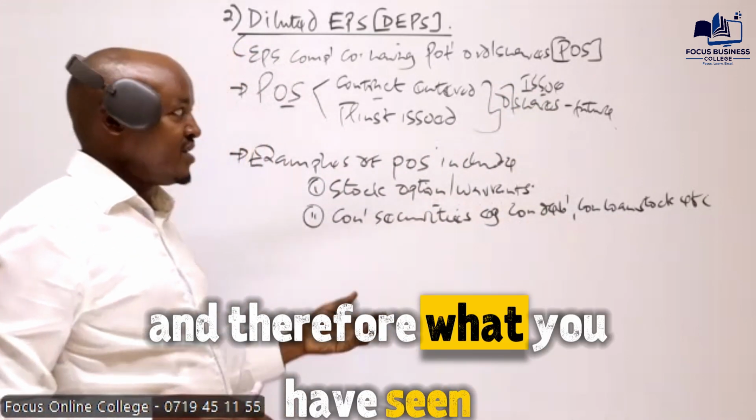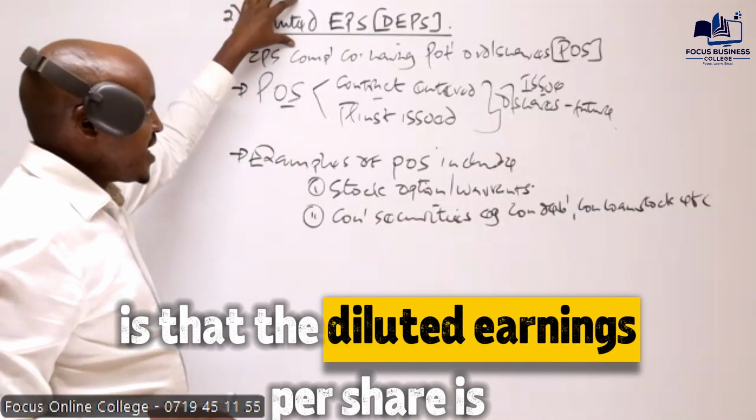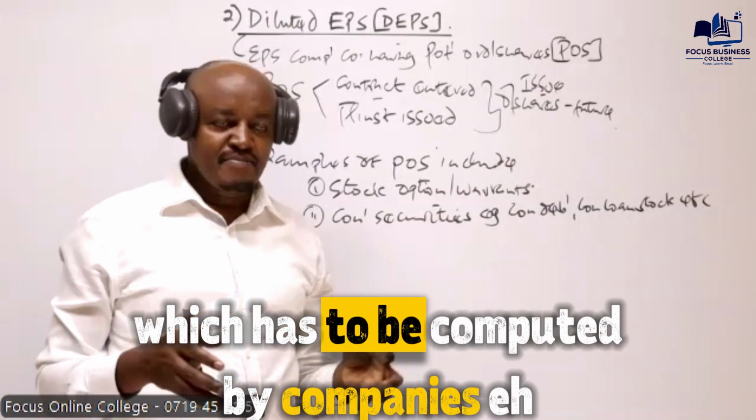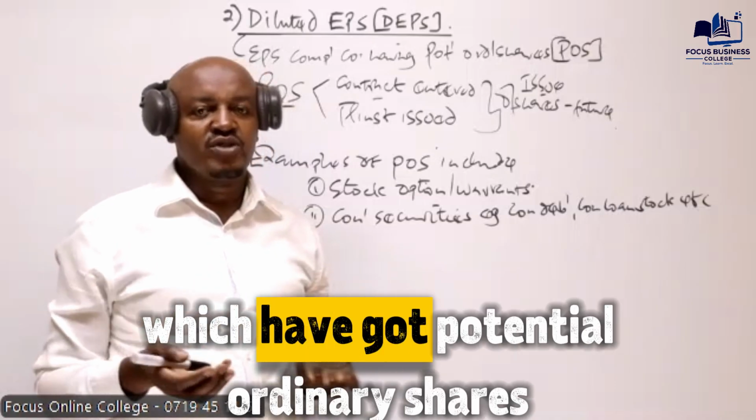And therefore, what we have said is that the diluted earnings per share is earnings per share which has to be computed by companies which have potential ordinary shares.